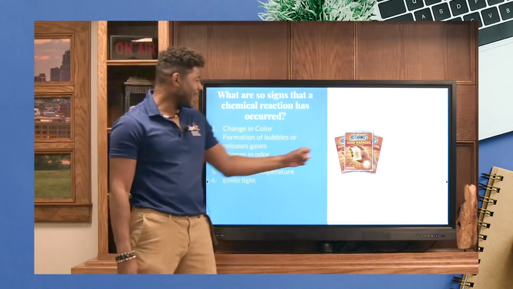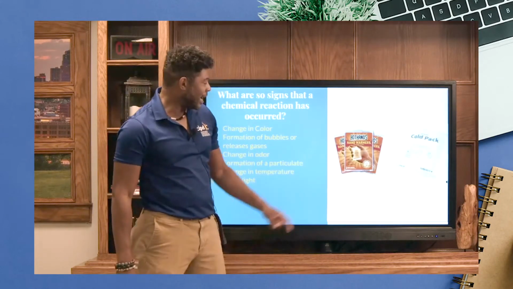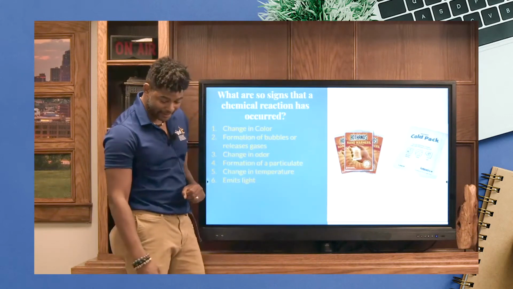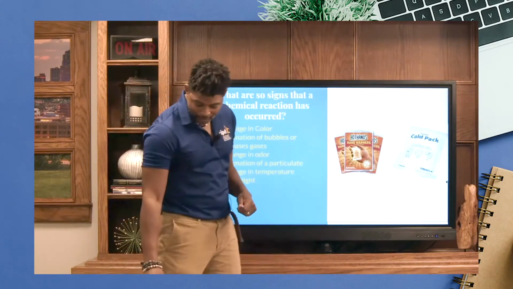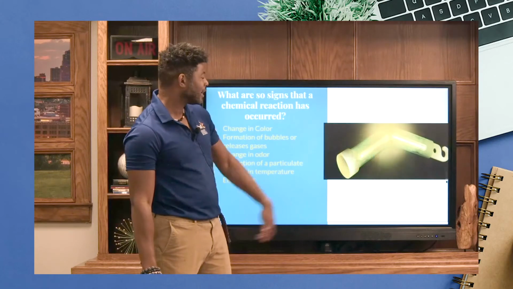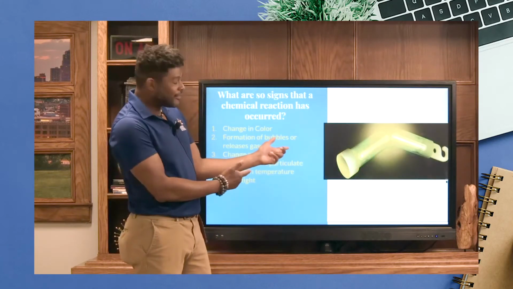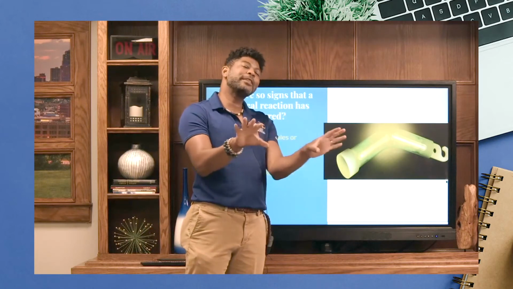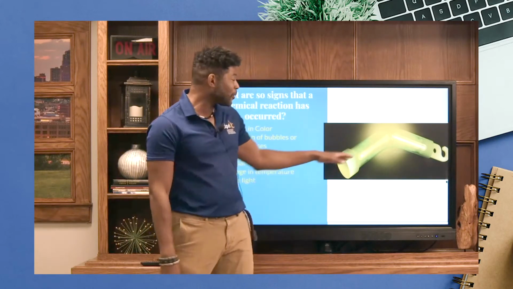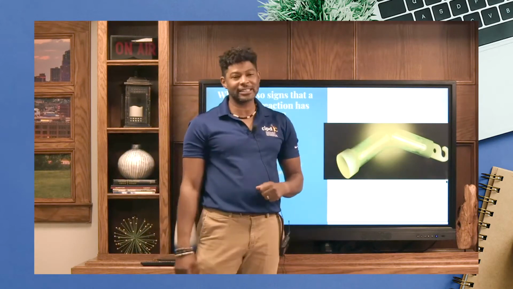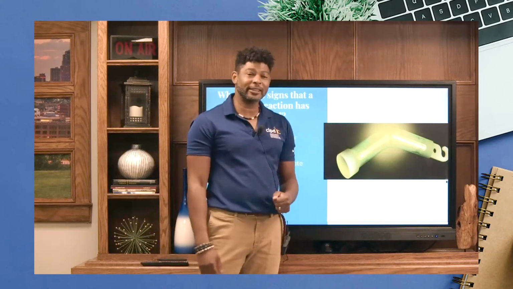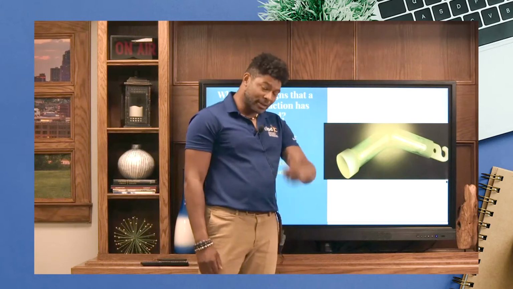Changes in temperature. Hot hands and cold packs, both of which are caused by a chemical reaction. And then the last one, for all of you Halloween fans, the glow stick. If you ever had a glow stick, until you crack and open it up, it will not illuminate. But once you do that, it will glow until the reaction stops. Sometimes 6 hours, 8 hours later, your glow stick is still glowing in your room.